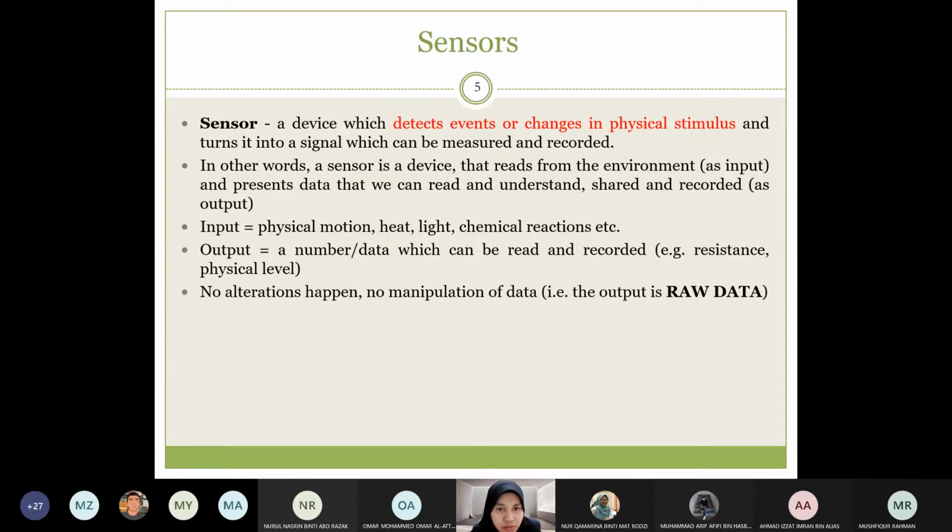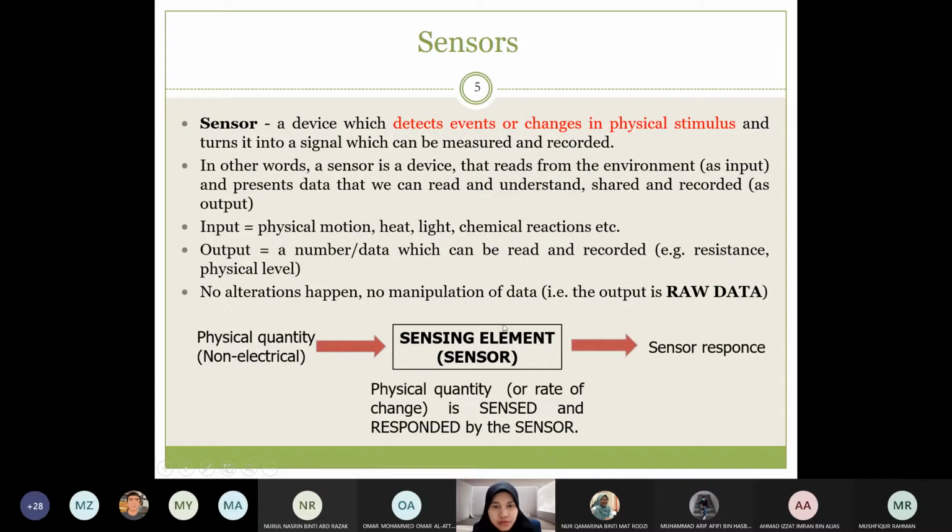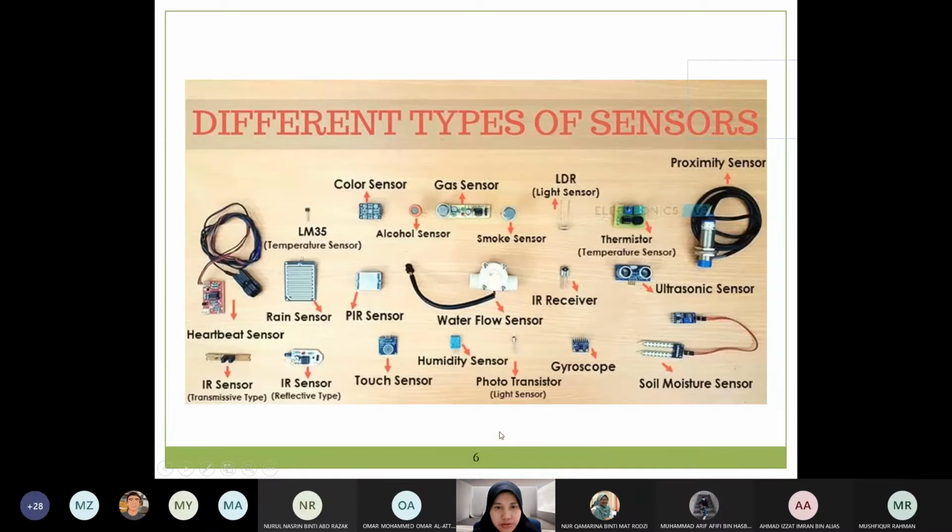No alterations happen, no manipulation of data. So this is sensor where no alteration happens and no manipulation of data. Then the output is raw data. Physical quantity, non-electrical, converted through sensing element. The physical quantity is sensed by a sensor and it will provide sensor response. Physical quantity or rate of change is sensed and responded by the sensor.